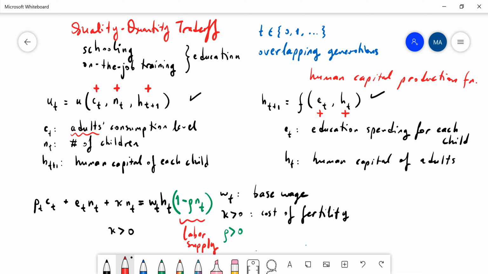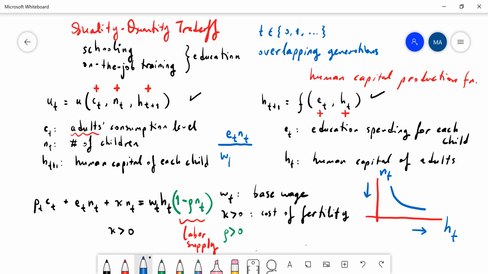So if you can solve this model, you would realize the quality-quantity trade-off is active, which means if you get richer in terms of human capital, then your fertility should decrease. In general, in such a model, we are interested in the share of education spending in the total income.